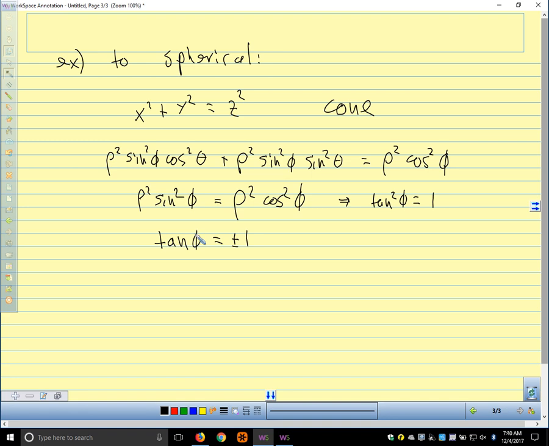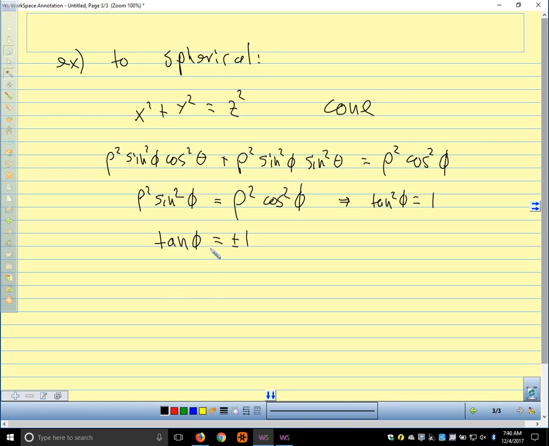Did we lose the solution rho equals 0 by dividing by rho? Do we get the origin here? Is tangent phi ever equal to 0? No. Does that line go through the origin? Tangent phi equals 1. Y over x equals 1. Y equals 1x. Does that go through the origin? Yes. Okay, thank goodness. All right, so we still get a point at the origin.